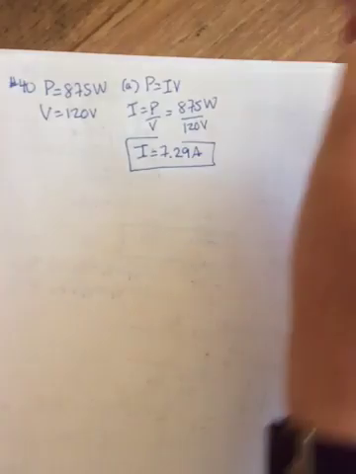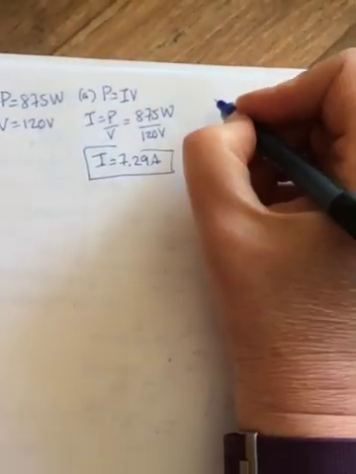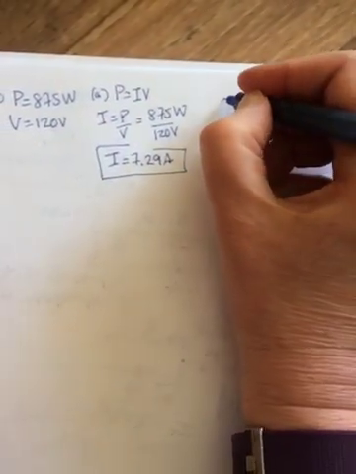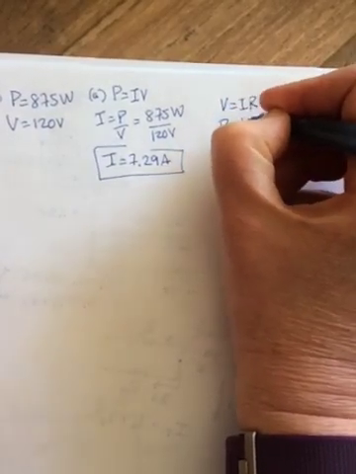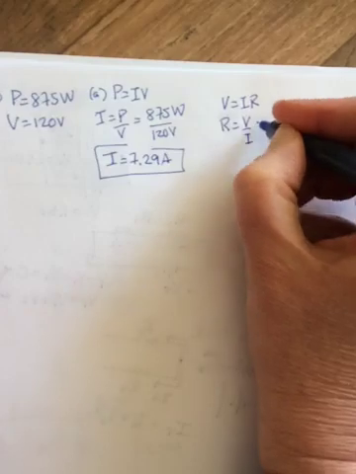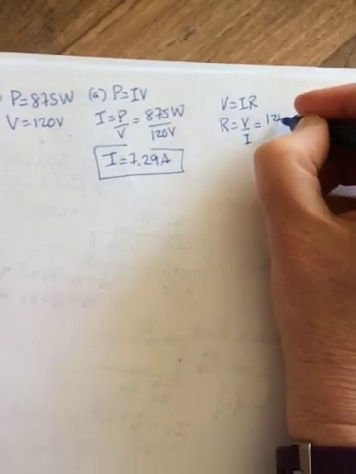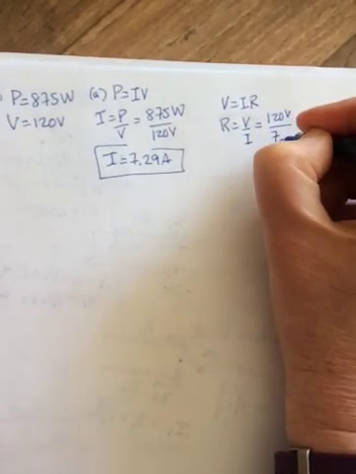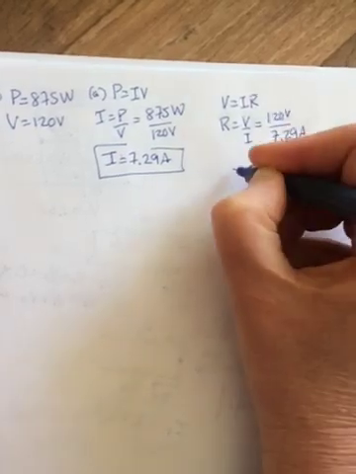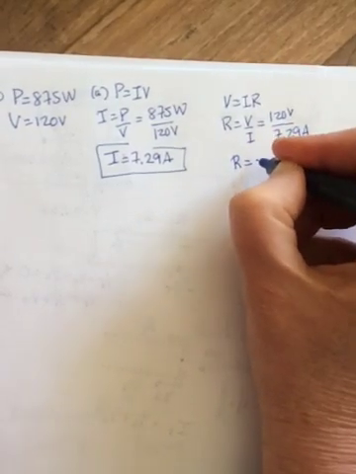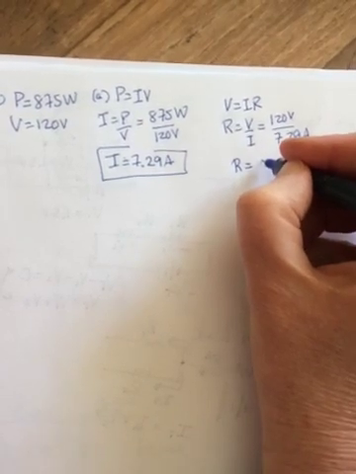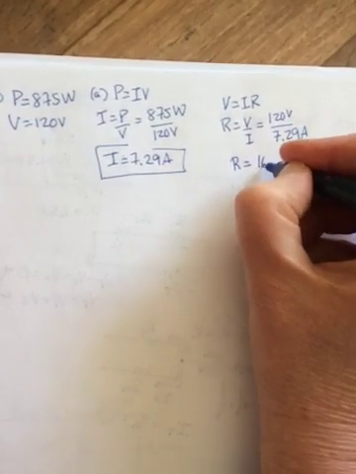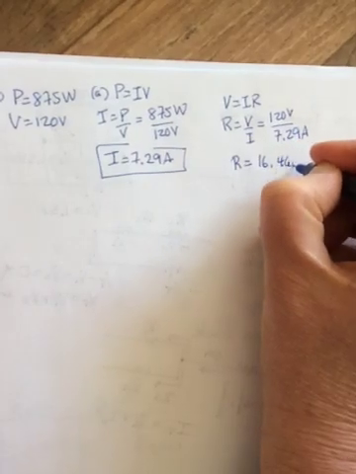Part A. Part B says calculate the resistance. So you could do V equals IR. So R is equal to V over I. So 120 volts divided by that 7.29 amps. And you have all the digits in your calculator there. And you should end up with 16.46 ohms.